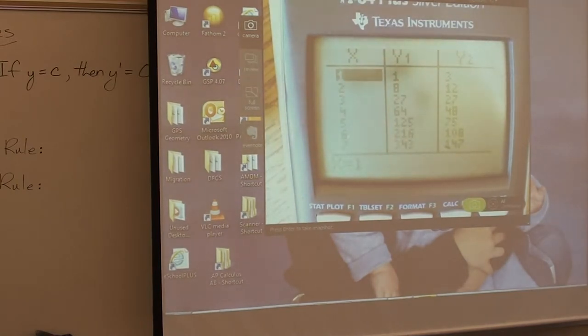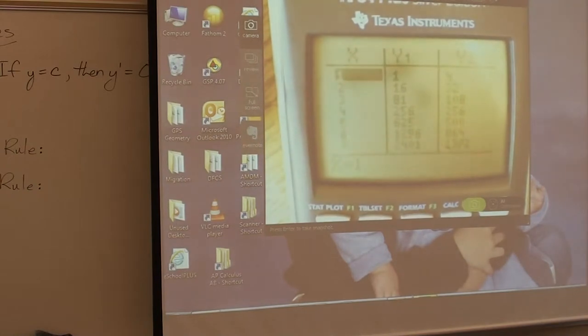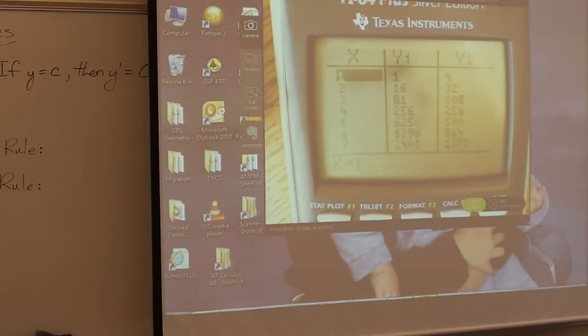Now, for x to the fourth, quietly in your groups, I want you to look and see if you can determine a little pattern, and then check the numbers and see if they concur with your theory, or hypothesis.